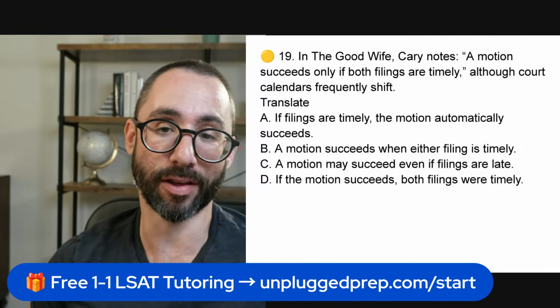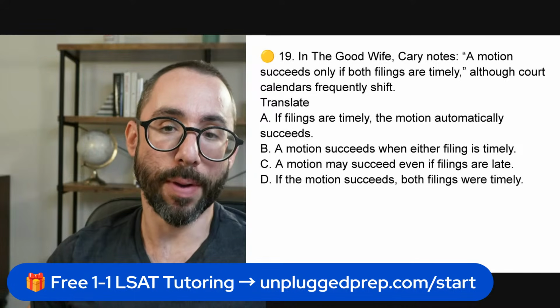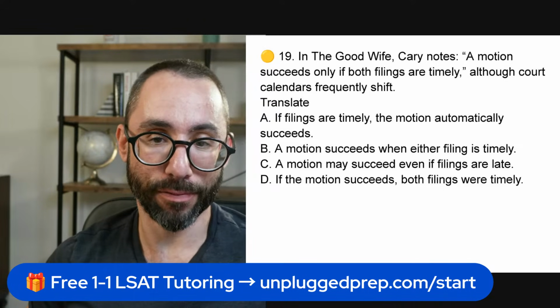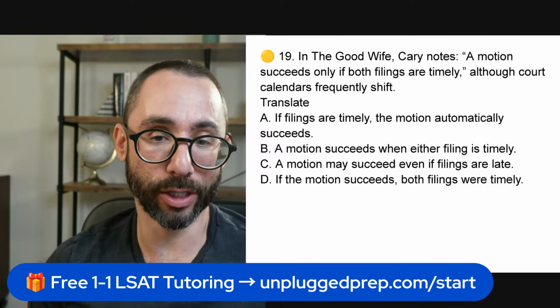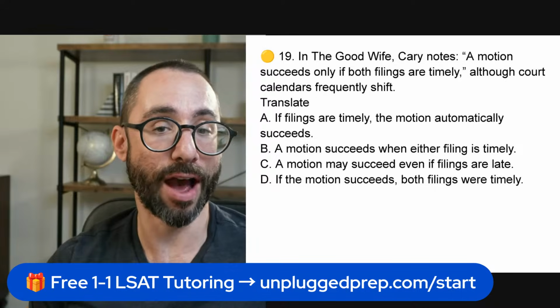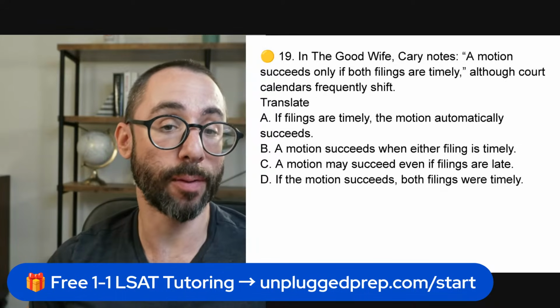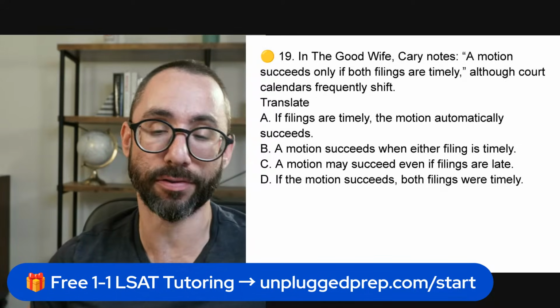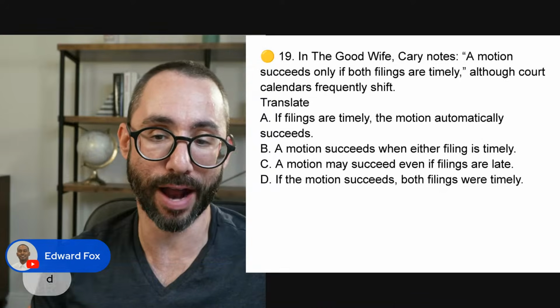Yep, fantastic, exactly right. We basically take only if to introduce the necessary condition. So both filings were timely comes after the arrow. Motion succeeds comes before the arrow. So if succeeds, then both were timely. D is in fact the answer.